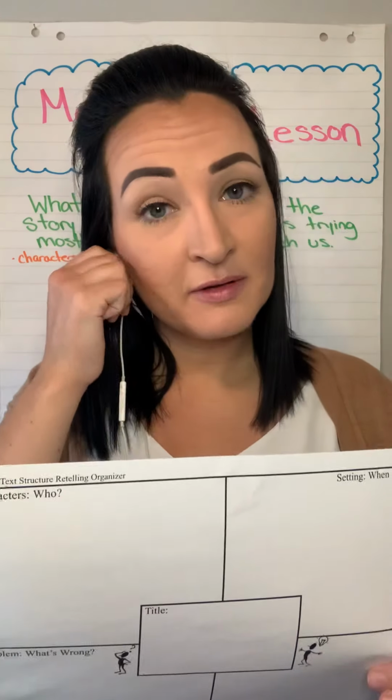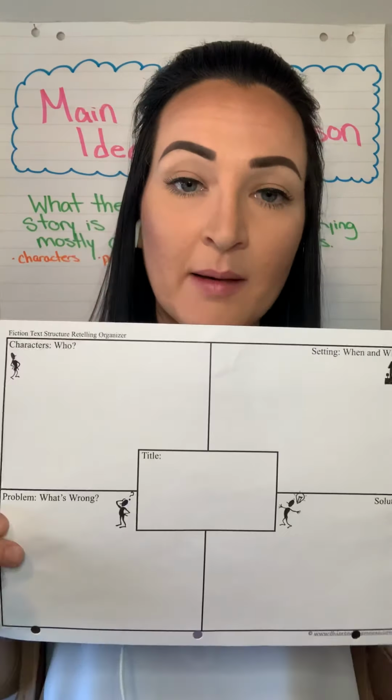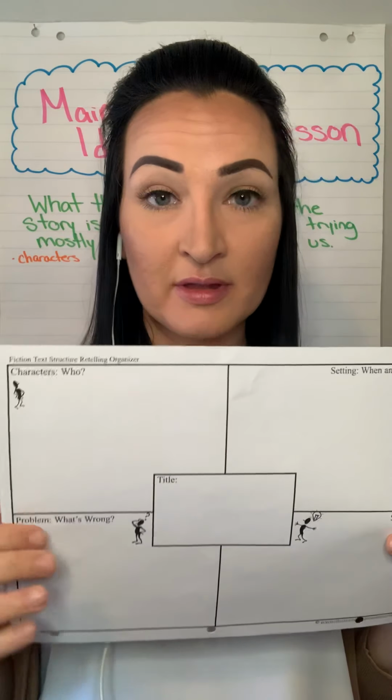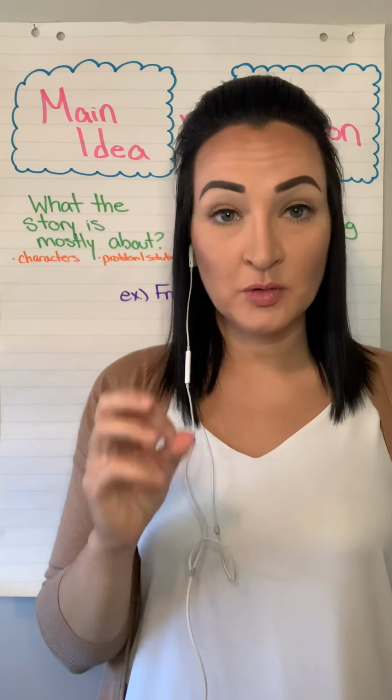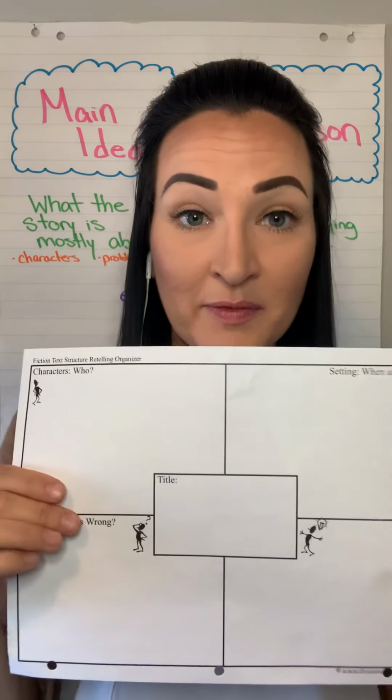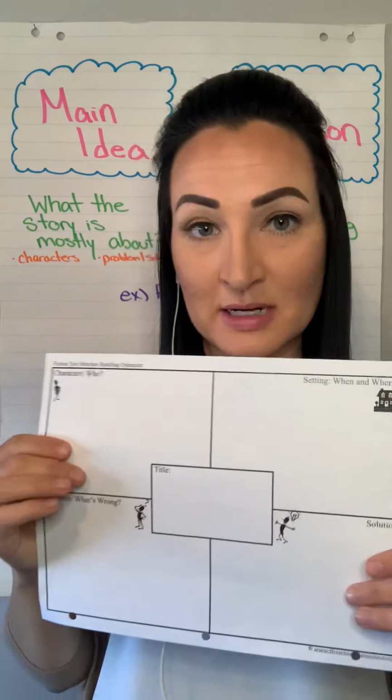All right, so hopefully you have this whole thing filled in with all the different parts of your story that are super important. So, what I have on here today is two ideas: main idea and lesson. These are the two things that we're always really trying to figure out when we read a story, and where we find the answers to these questions is in all of the things that you've just written down.